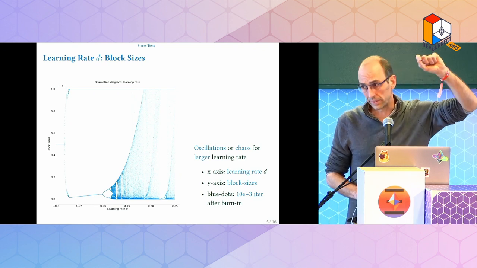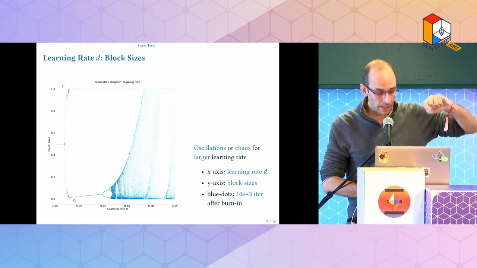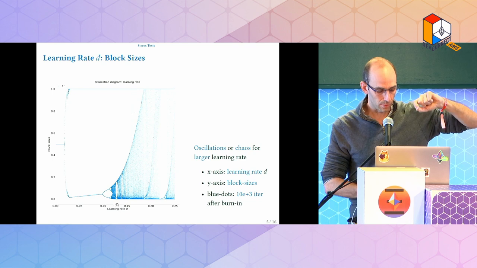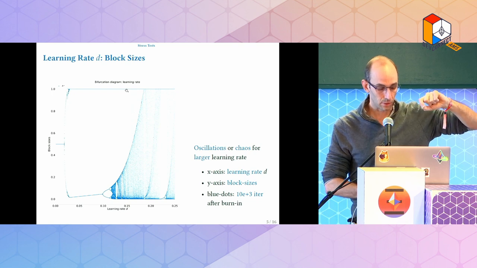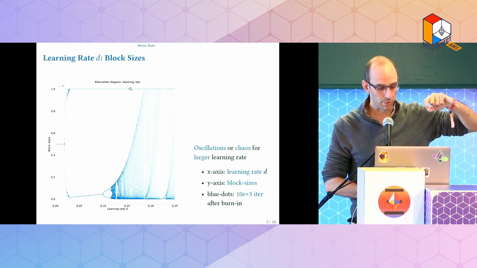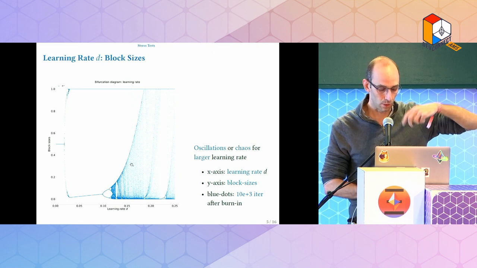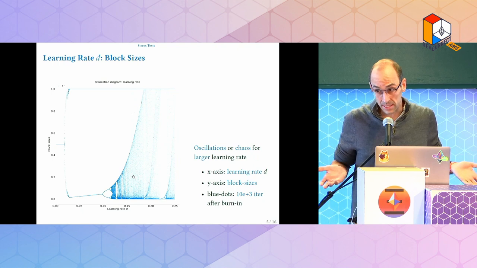If I change the learning rate, this parameter D that is currently set at 1 over 8, you see, if I have a very small learning rate, currently we are at 0.125, we have some kind of chaotic behavior. If you remember the previous paper, we saw quite a lot of full blocks being produced by EIP-1559 and a distribution of blocks filling the whole space. And this is exactly what this stress test produced.